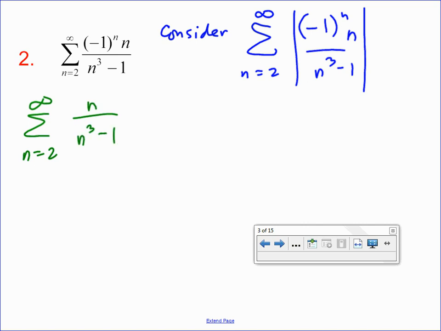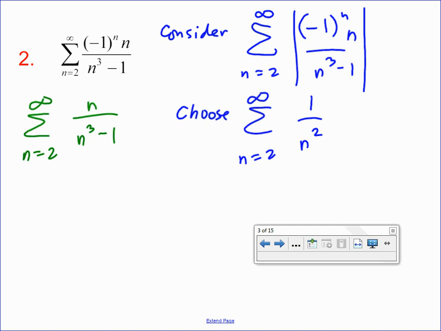Is n over n cubed minus 1 one of our familiar series? No, but I have an inkling of how this behaves, right? As n goes to infinity, I bet this behaves a lot like n over n cubed, which would be 1 over n squared. It's not the same, but it's going to behave like it in the limit. So I'm going to choose a comparison series. And I'm going to let the comparison series be 1 over n squared, because in the limit, I bet the absolute value of the original behaves like this.